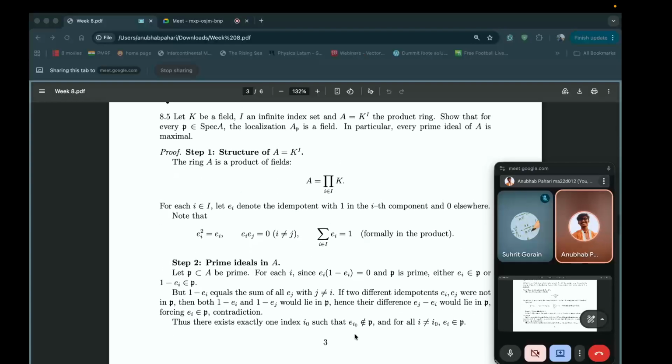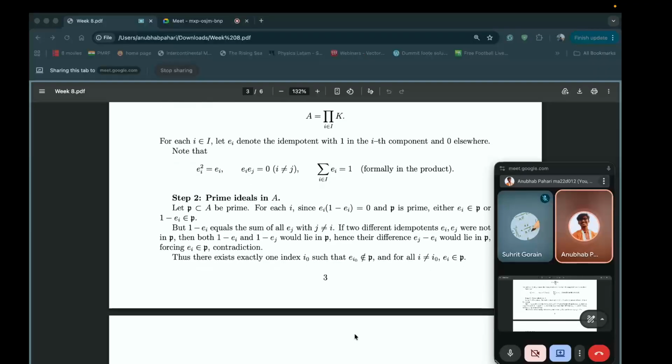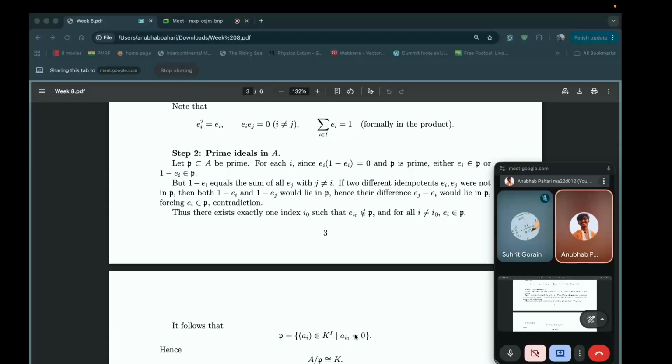Now if you look at the prime ideals in A, let p be a prime ideal. Now for each i, since e_i squared equals e_i, we have that e_i times (1 minus e_i) is 0 and p is a prime.